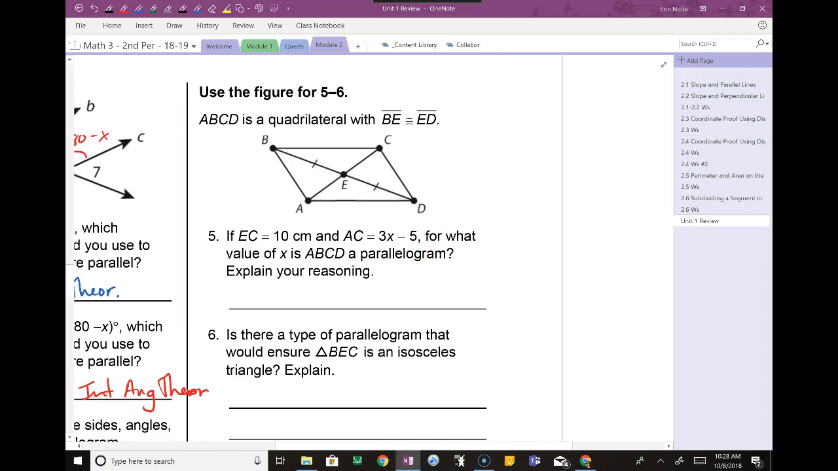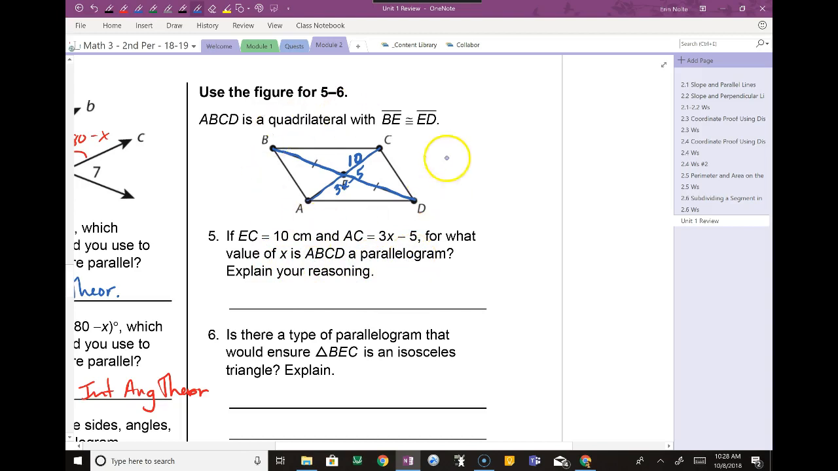Okay, so number 5, it tells us we have this quadrilateral and that length B to E is congruent to E to E. So that is a perpendicular bisector. Okay, so it says that EC, from E to C, this length is 10. And the length from A to C, so notice A to C is the whole length, so 3x minus 5, so the length from all the way over. For what value of x do we make a parallelogram?